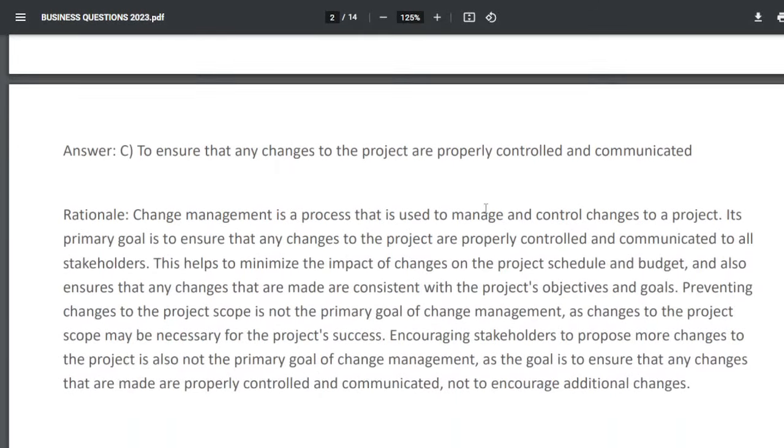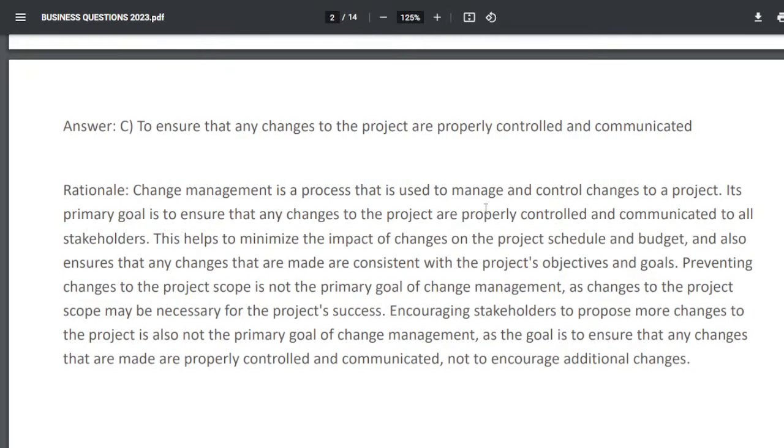Let's go to the answer and the rationale. The answer is to ensure that any changes to the project are properly controlled and communicated. Change management is a process that is used to manage and control changes to a project. Its primary goal is to ensure that any changes to the project are properly controlled and communicated to all stakeholders. This helps to minimize the impact of changes on the project schedule and budget, and also ensures that changes that are made are consistent with the project's objectives and goals.